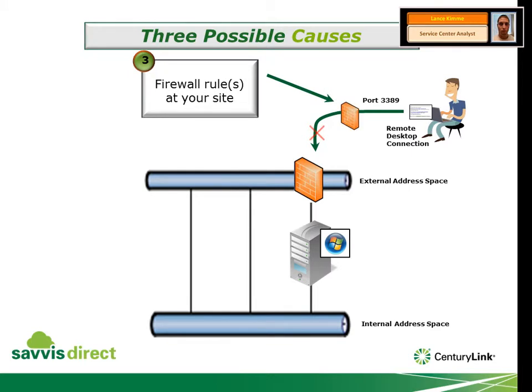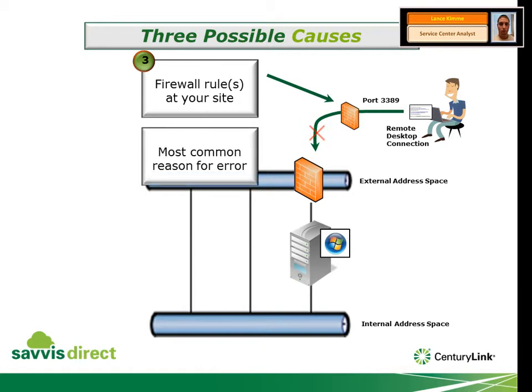Third, port 3389 may be blocked in your environment. Please check with your administrator or your home firewall and router to ensure that the outbound port 3389 is open. This is the most common reason for the connection to the cloud server being unavailable.